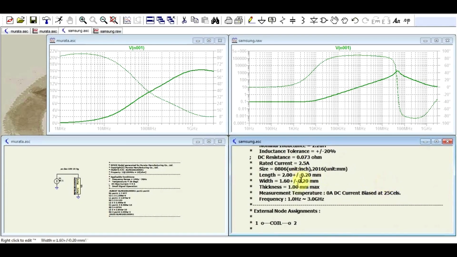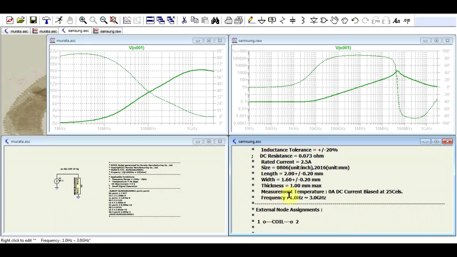So if we look in the fine print, we can see that we have a defined frequency in which the model is valid, and they're clearly stating that the measurement temperature is 25 degrees and the current is 0, which makes perfect sense. So this model is valid for 25 degrees and 0 amps of DC bias current. Now, why do you think that is important? Why would they bother mentioning this?